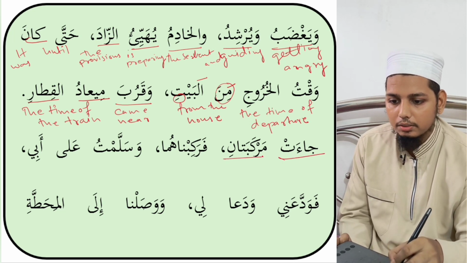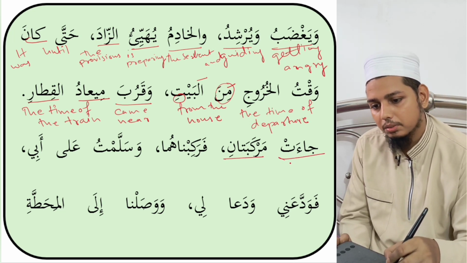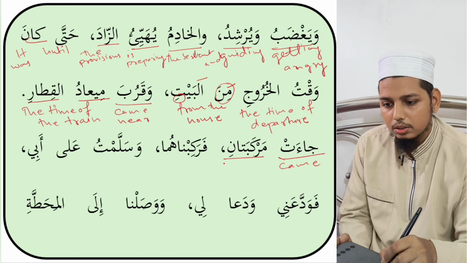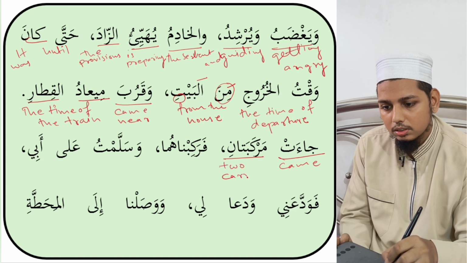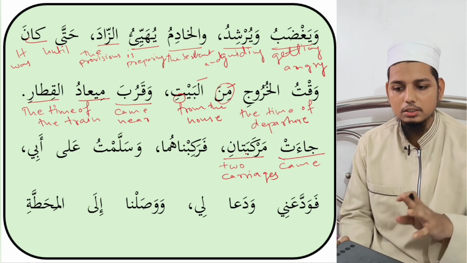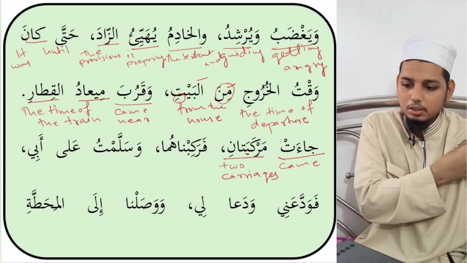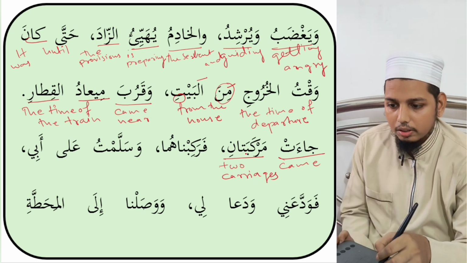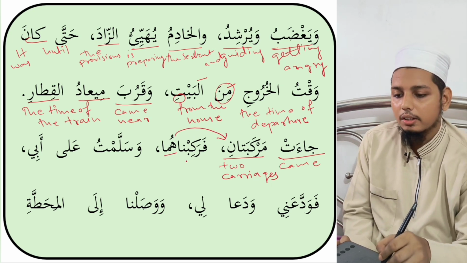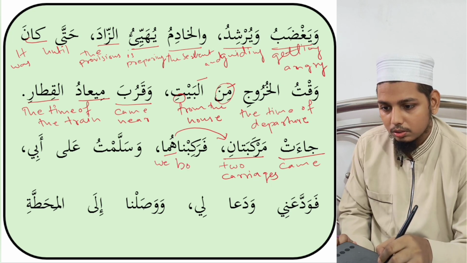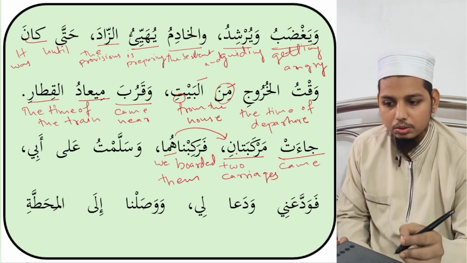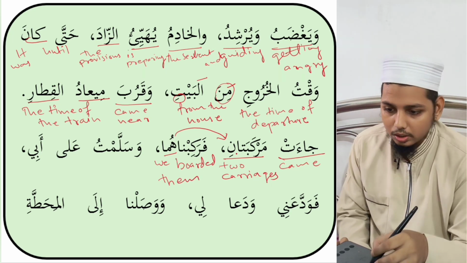Ja'at markabatani, ja'a yaji'u maji'atan, as I said before. What came? Markabatani, two carriages. Markabatun, carriage. Markabatane is the tasniya, dual form. That's why I am translating here with two carriages. Faraqibna huma, it means the markabatane. Faraqibna, we boarded them. We boarded two carriages, we got into the two carriages.